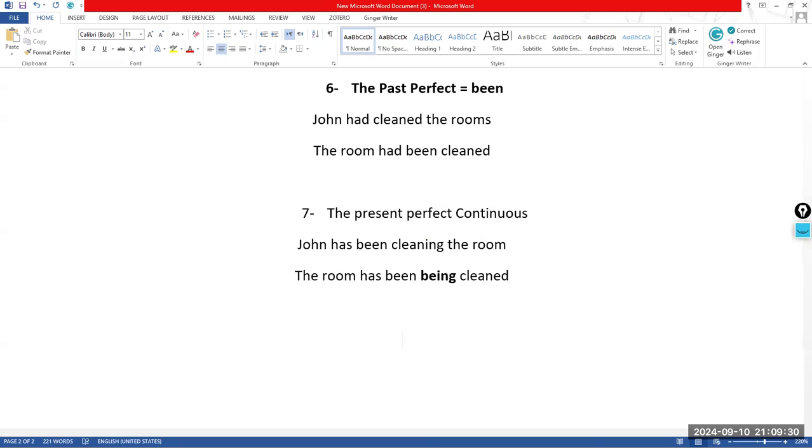It is the same with past perfect continuous. Now, the past perfect continuous or progressive, whatever you want. Again, we have the same example. I'm not going to change it. John has, no wait, it is past, had been cleaning the room. Now tell me the passive. The room had been being cleaned.